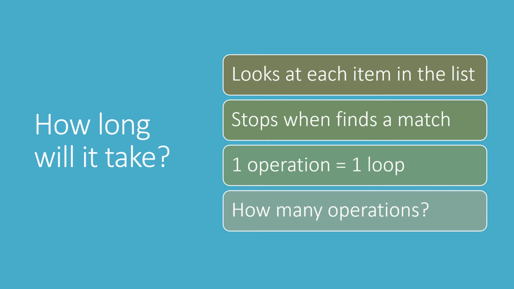We have to think about how long it might take us to find an item in a list using the linear search method. In the linear search, the computer has to look at each item in the list. It can stop when it finds a match. Now, supposing we called each loop one operation, how many operations would it take for the computer to find an item using the linear search method?